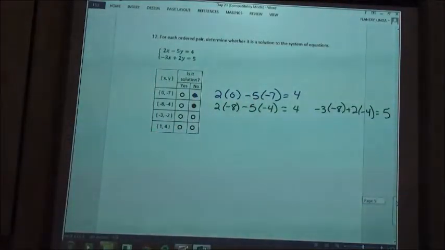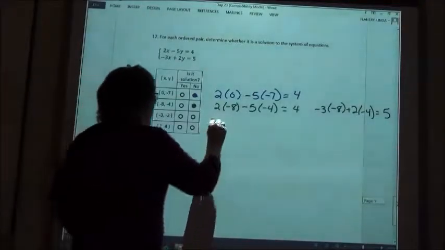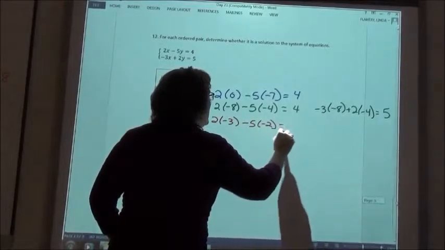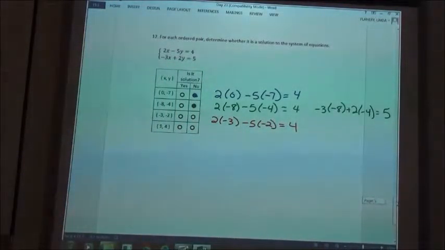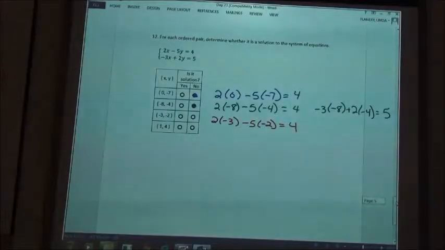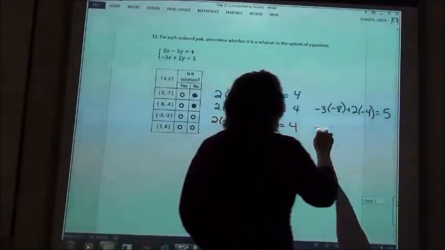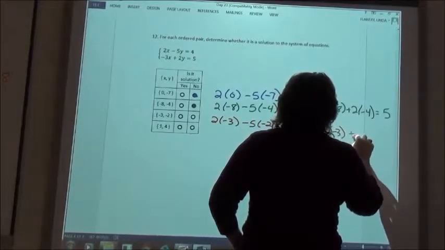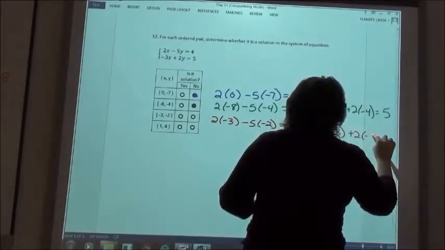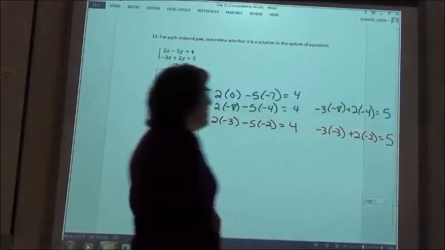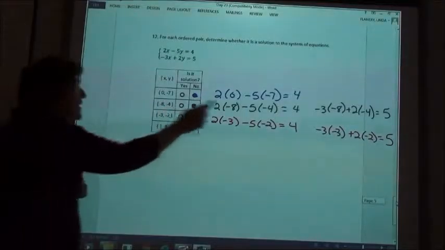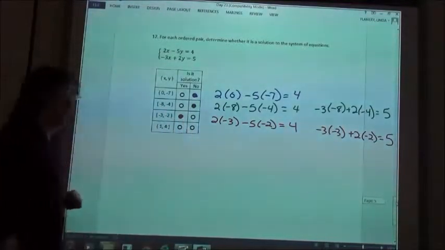So then we go back to our first line and our third point. 2 times negative 3 minus 5 times negative 2. Does that equal 4? Equals 4. Okay, so it worked in that one. We got to check the second one then. So negative 3 times the x value of negative 3 plus 2 times the y value of negative 2. Does that give me 5? Yes, it does. So we got a yes and a yes. Our whole system then is a yes.